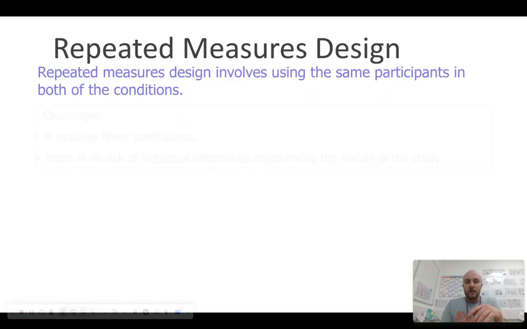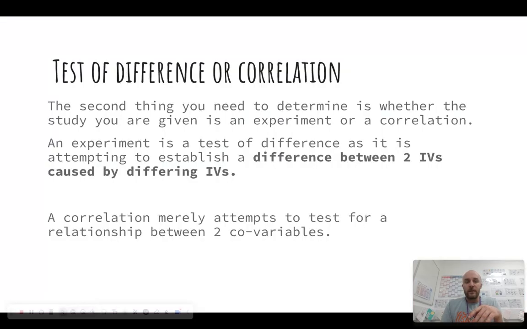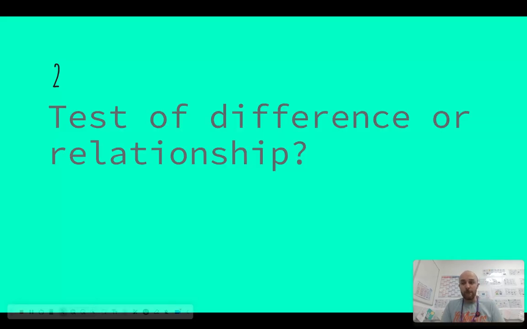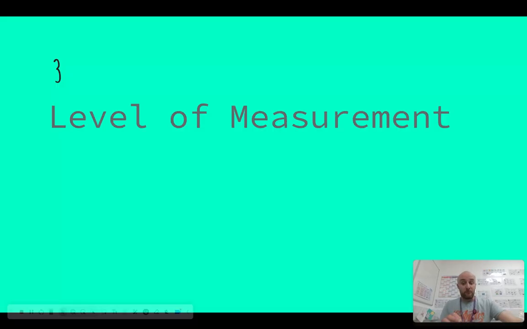pick that out. You need to be able to pick out what the test is of. Is it a test of a difference? So is it an experiment? You're testing to see the differences in the DVs. Or is it a test of a relationship between two covariables? So those two are relatively simple to pick out. The last one is levels of measurement.